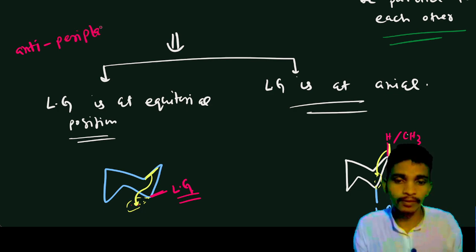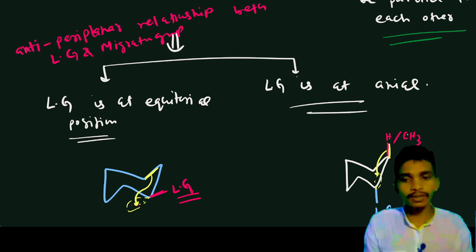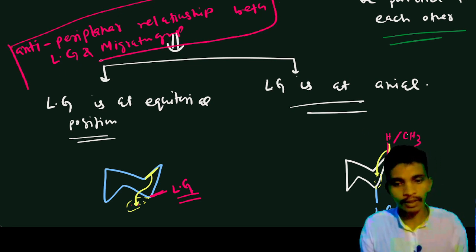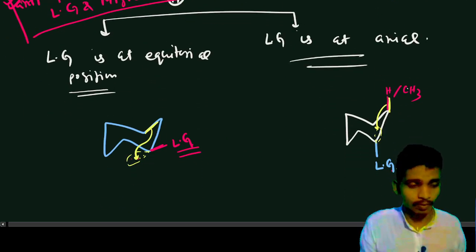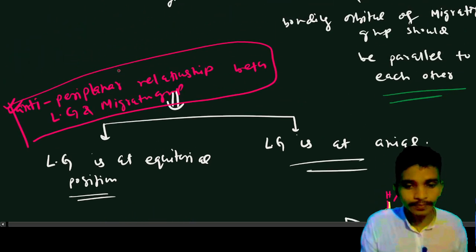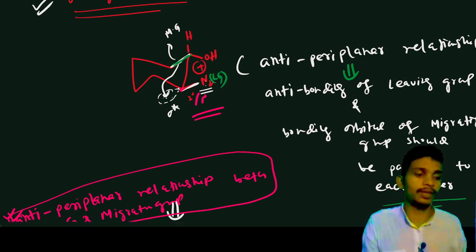between the leaving group and the migratory group. The leaving group can be at the equatorial position or at the axial position. Then this will be a migrant, and this is possible if the carbocation is either 2 degree or 1 degree. Only here is the SN2 reaction possible.